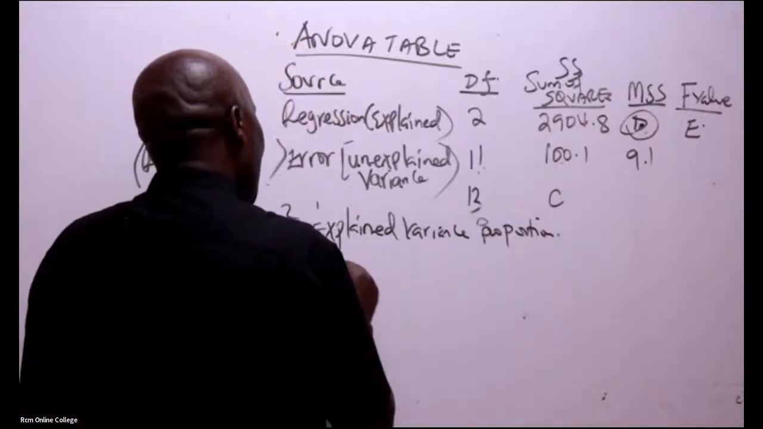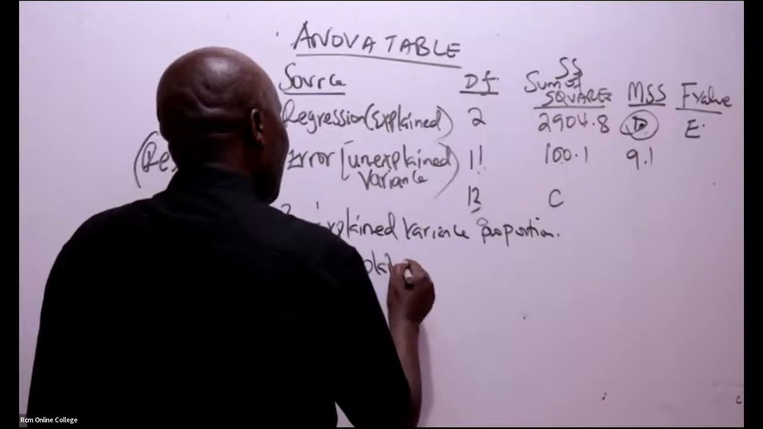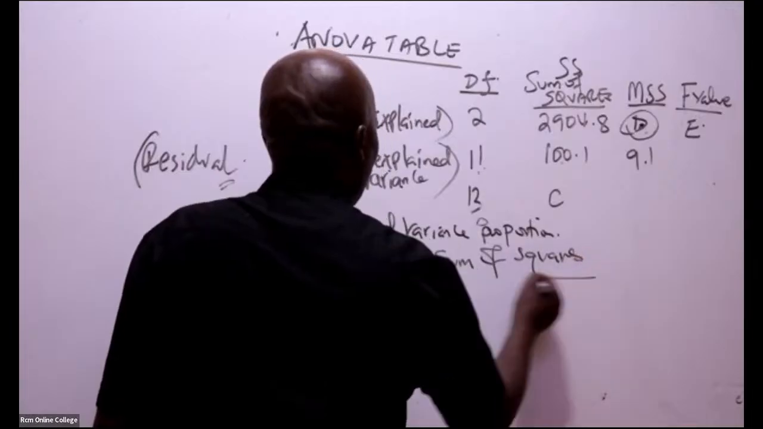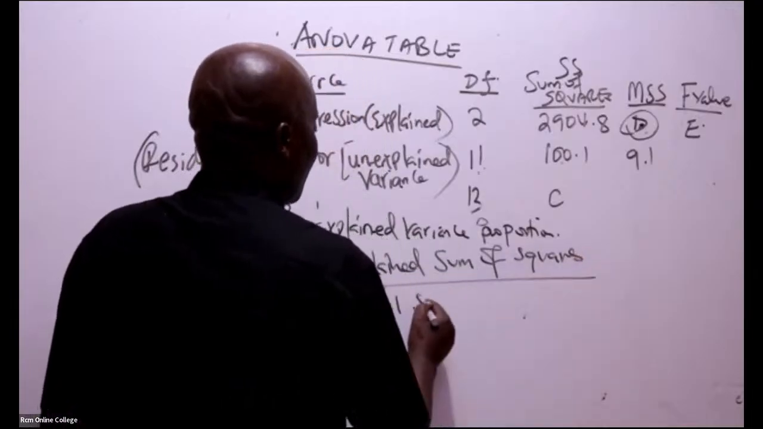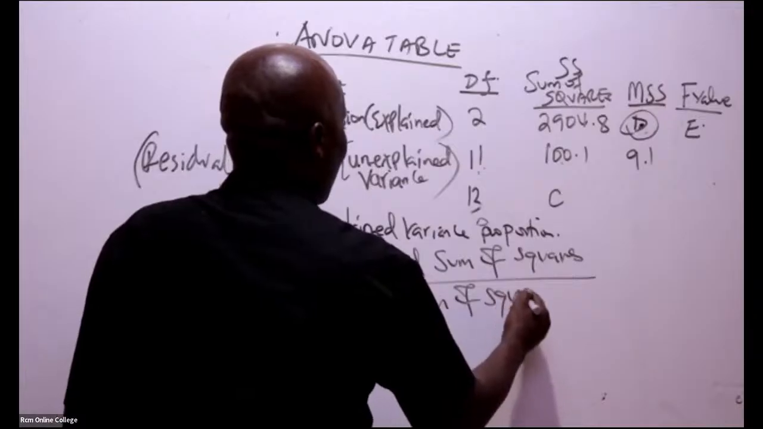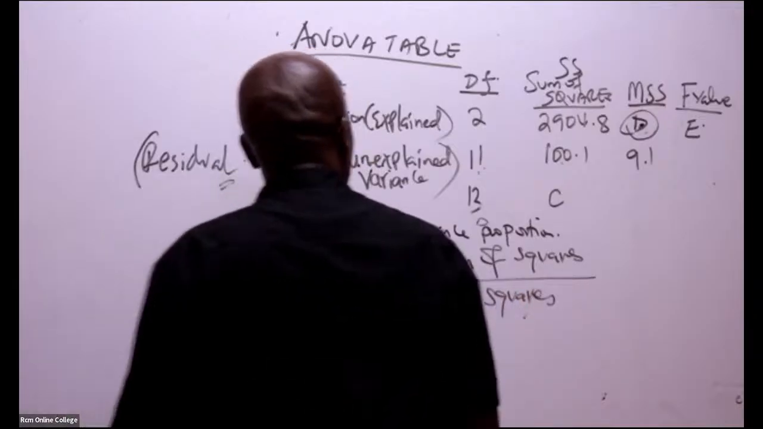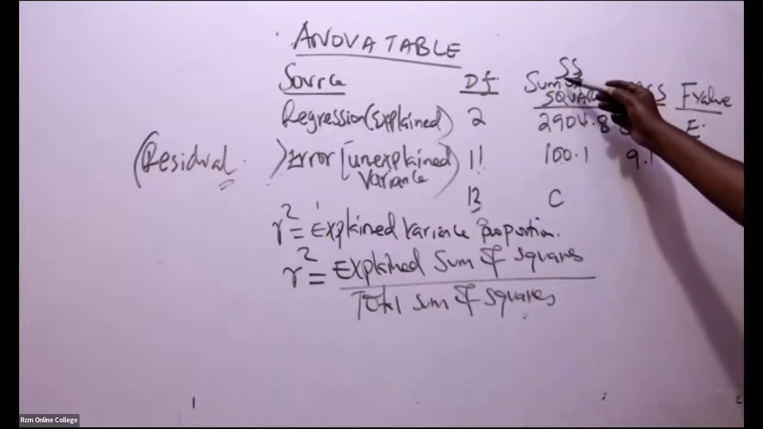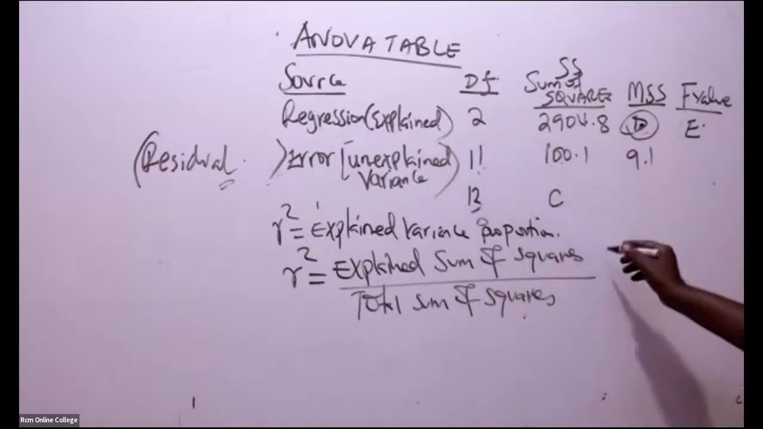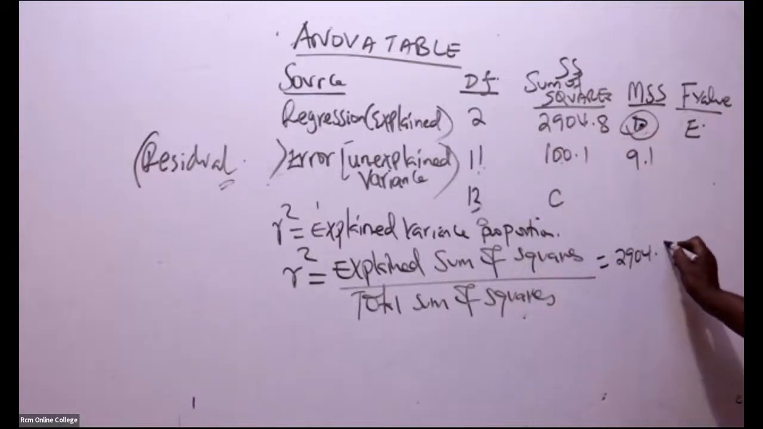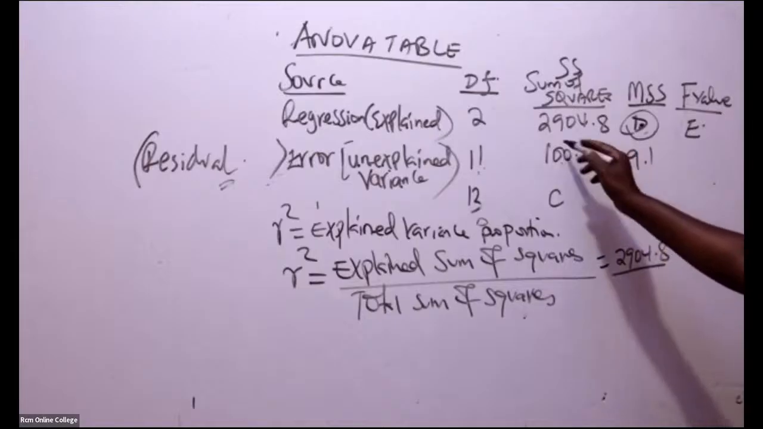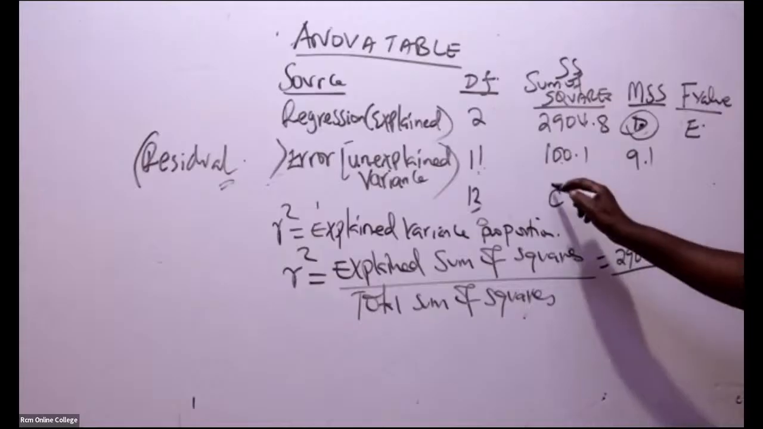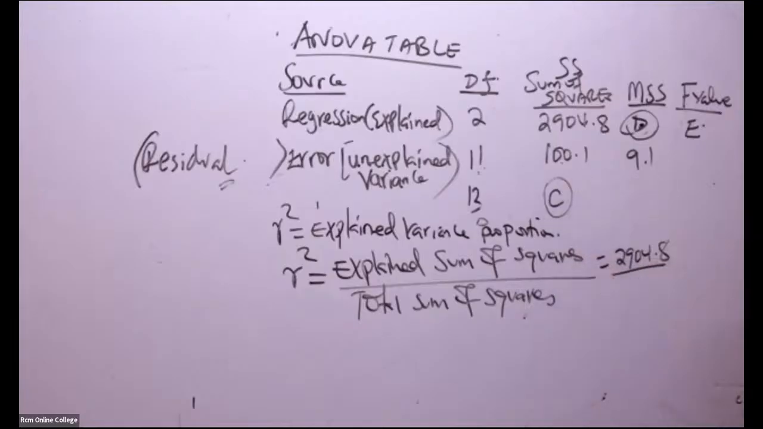This R squared is the explained sum of squares all over the total sum of squares. So you take the explained sum of squares over the total sum of squares. Fortunately, we have the sums of squares. Explained is this one, 2904.8, all over the total. You had added this and gave me a figure of 30 something. You got this total here, the total sum of squares.